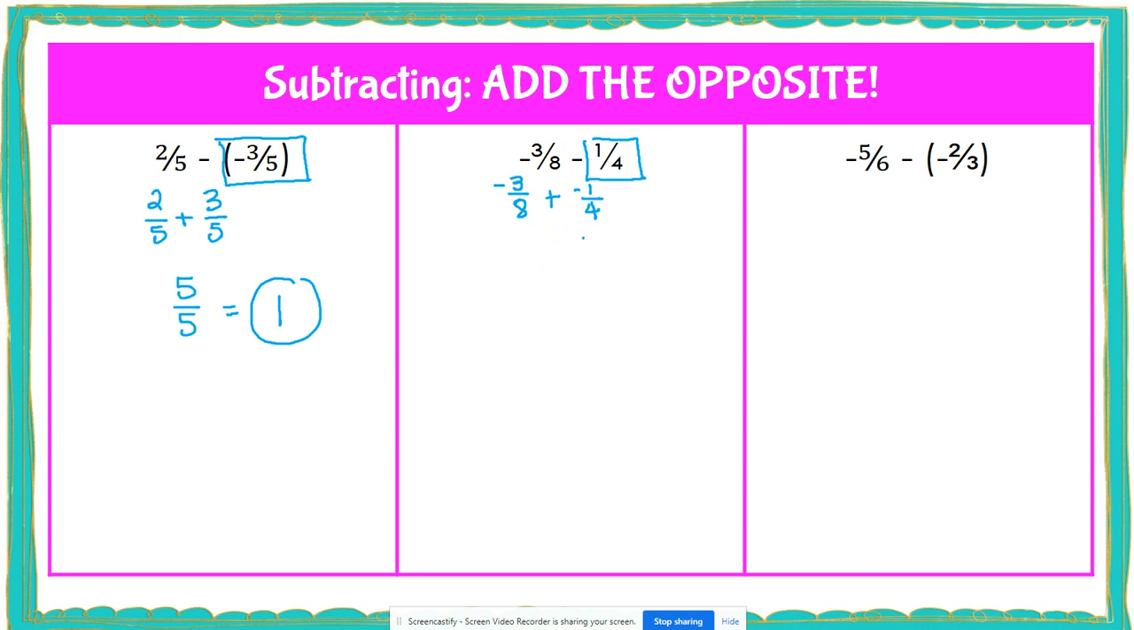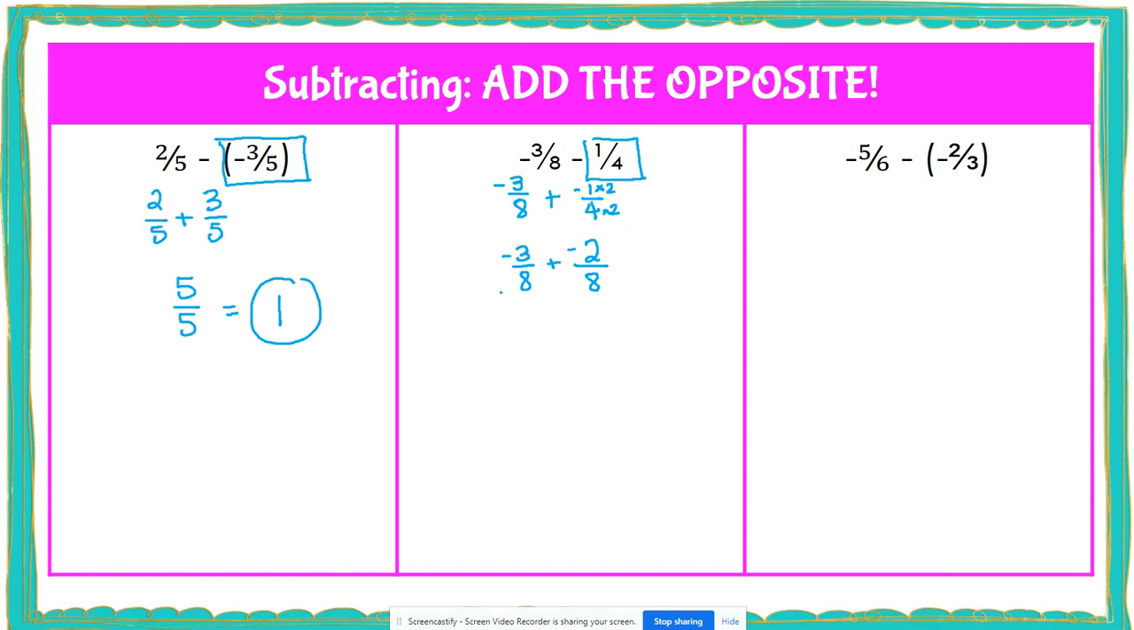Now I cannot go ahead and add these because I notice that they do not have the same denominator. So I'm going to find the least common multiple for 8 and 4, which I know is 8. So that means that negative 3/8 will not need to change since its denominator is already 8. But I am going to change negative 1/4 so that it has a denominator of 8. I know that my fraction is negative, and I know that I multiplied 4 times 2 to get 8, which means I'm also going to have to multiply 1 times 2, which will give me 2.